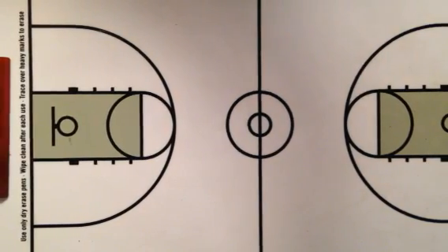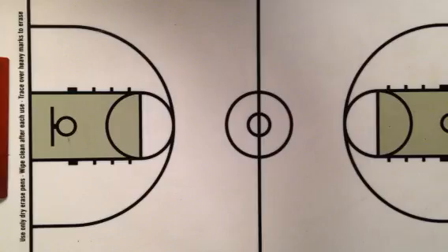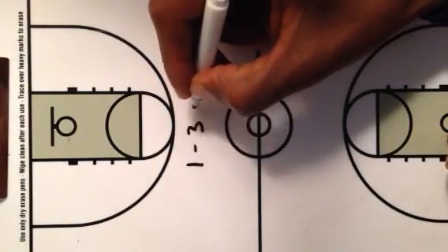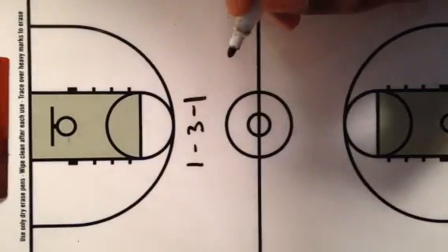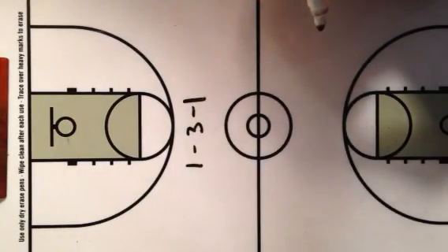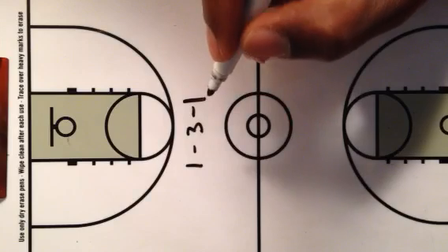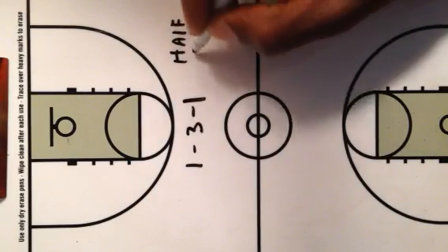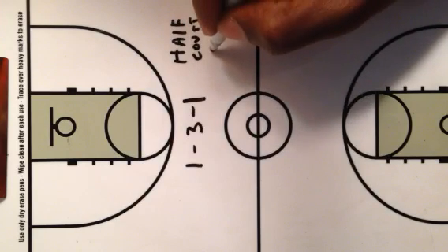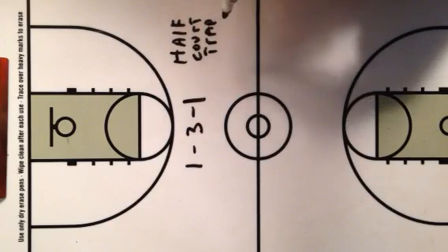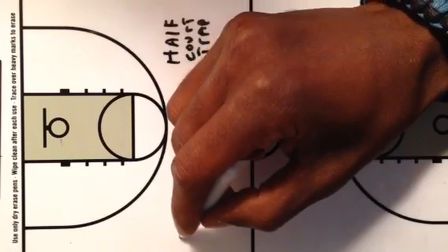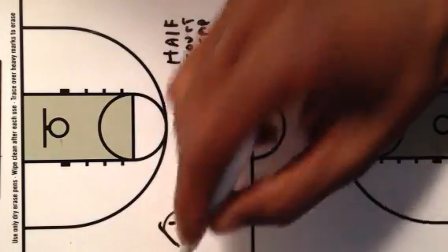Okay, so the next play we're going to learn is called the 1-3-1. I love this play in high school because it's the element of surprise. So the 1-3-1 is a half court trap, and our call for the 1-3-1 is going to be 21.